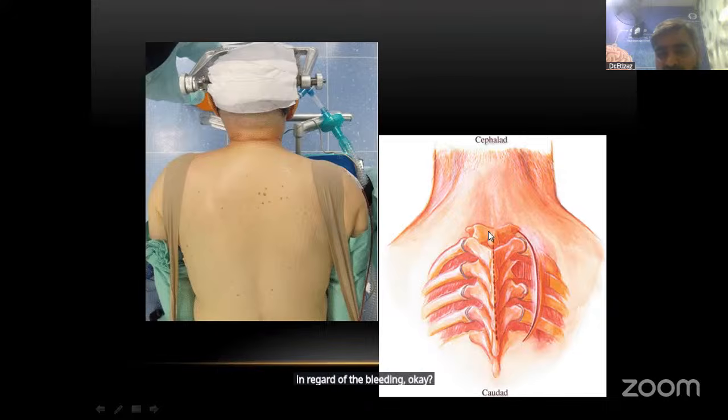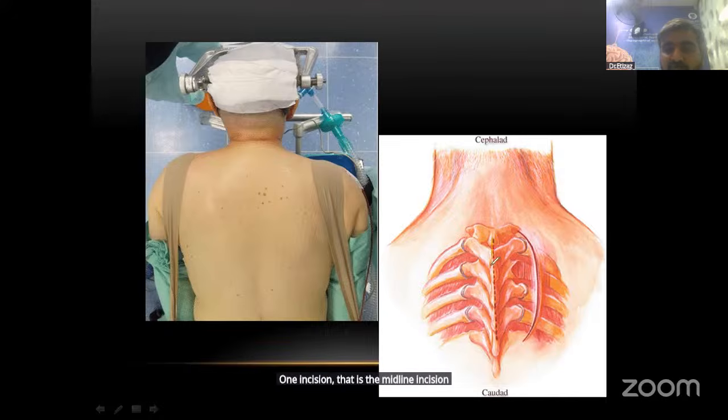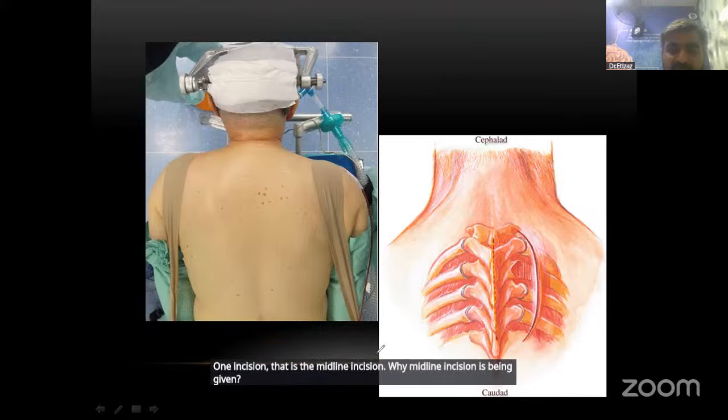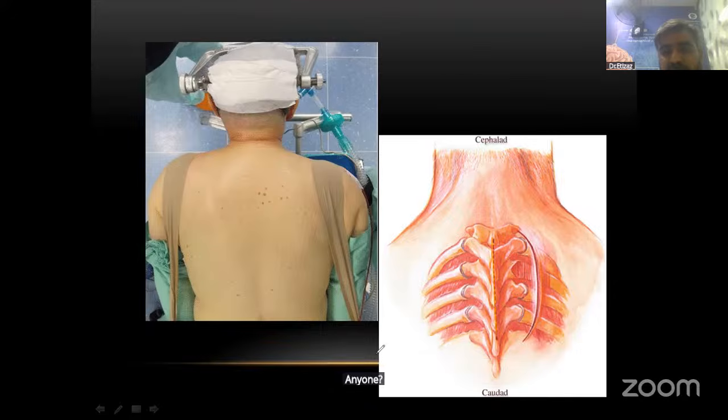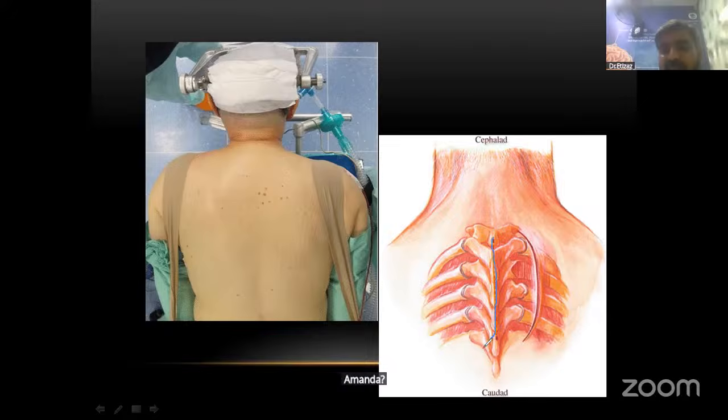When we give the prone position for the costotransversectomy, there are two types of incision given. One is the midline incision. Why is the midline incision given? Anyone? Less bleeding. Okay, less bleeding. Anything else? This is the midline incision that will be given in that fashion.